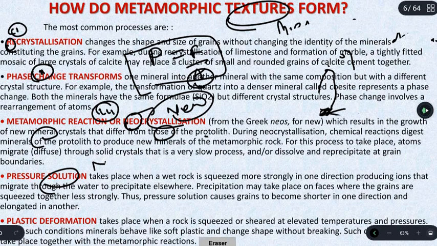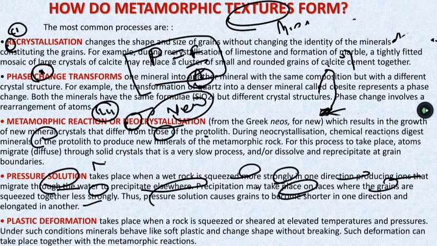Pressure solution takes place when a wet rock is squeezed more strongly in one direction, producing ions that migrate through the water to precipitate elsewhere. Precipitation takes place on faces where the grains are squeezed together. That means at the grain boundary, all the solution will precipitate out. Clear or any doubt? This is the common process in which the metamorphic texture will form.